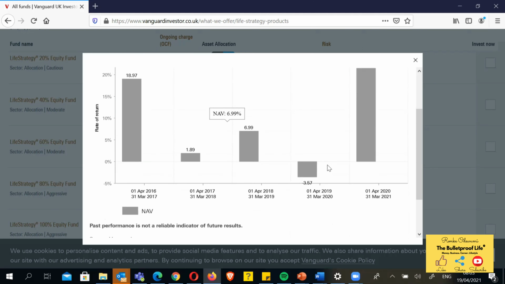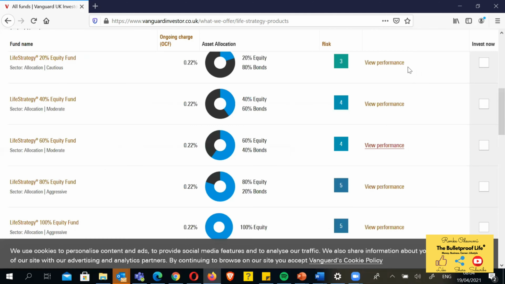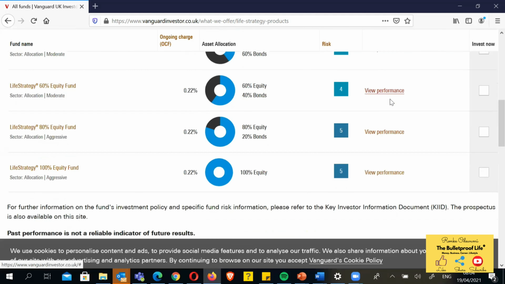But let me show you something interesting. That's a -3. That's a loss. So that is possible once you go out of the realm of cautious investing and you go into something that's a little bit more risky. You are more likely to lose money. But you can see it went up to 21.5% this year. So it's a good fund in that sense, if you don't mind a little bit of risk.